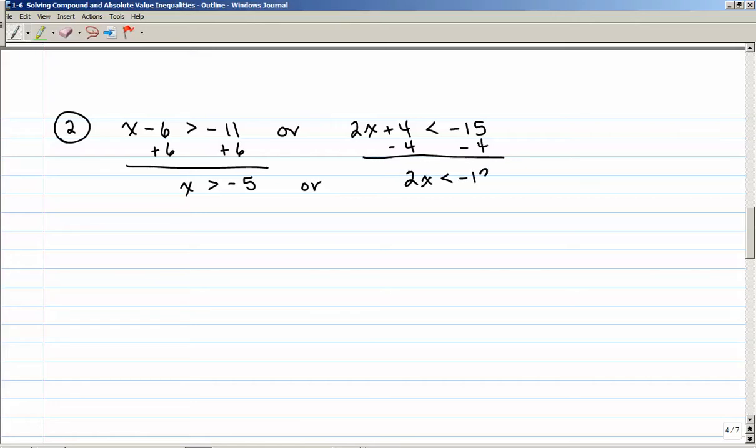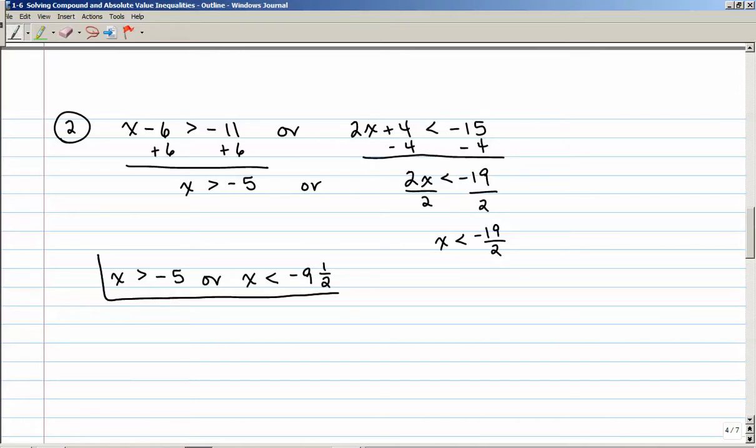2x is less than -19, and dividing both sides by 2, x is less than -19 over 2. And writing my final answer, x is greater than -5, or x is less than... and actually, to graph this, it would probably be easier to turn that into a mixed number. And that's actually -9.5, although you're welcome to leave it as an improper fraction. I just find that when I'm graphing, which is the next step here, it's easier to have a mixed number.